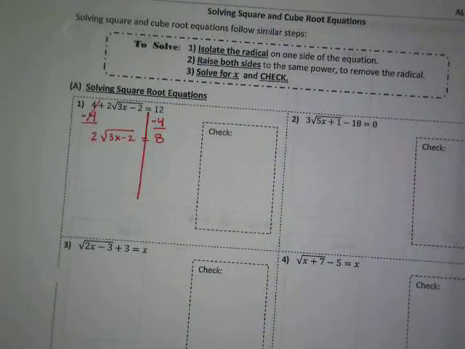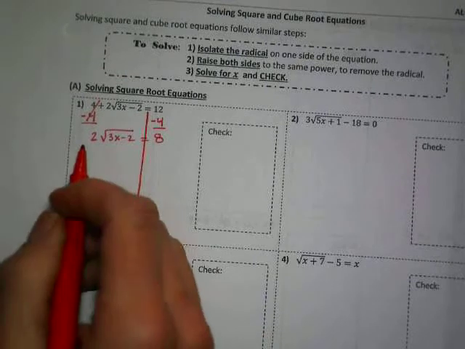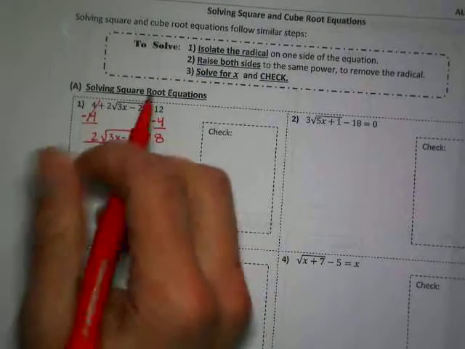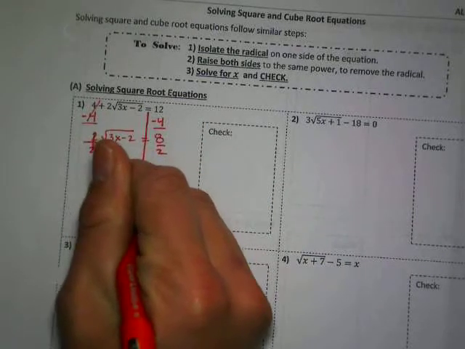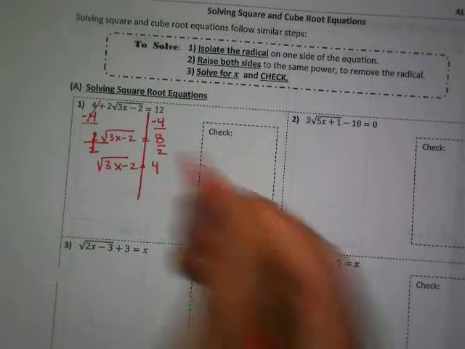Very good. And then next is multiplying or dividing. So the 2 here is being multiplied. So the next thing to do is to divide. So I'm going to divide by 2. So 8 divided by 2 is 4.